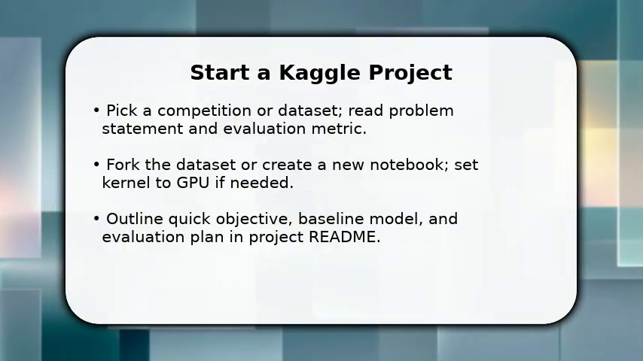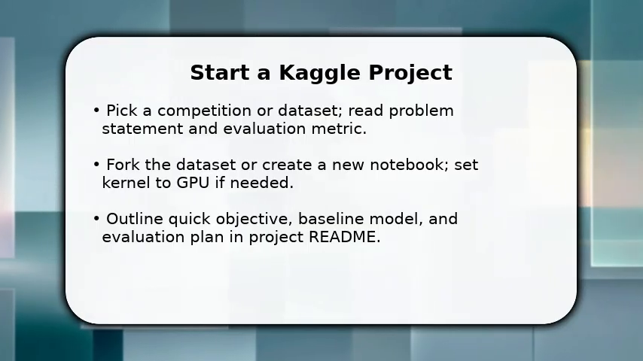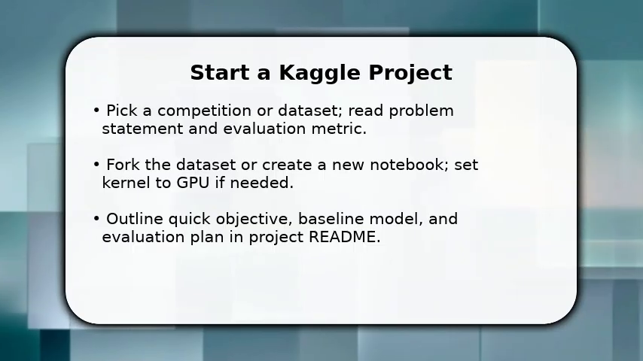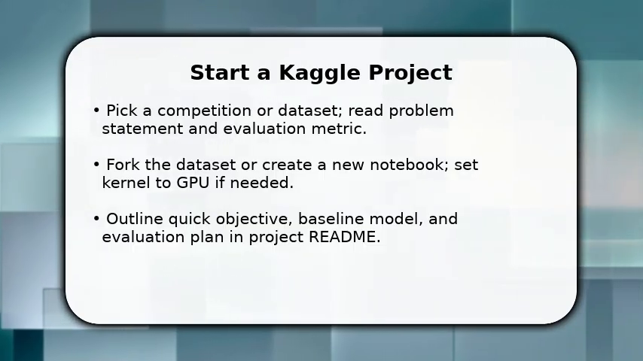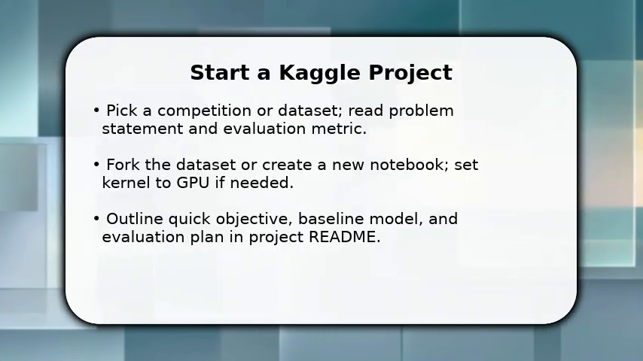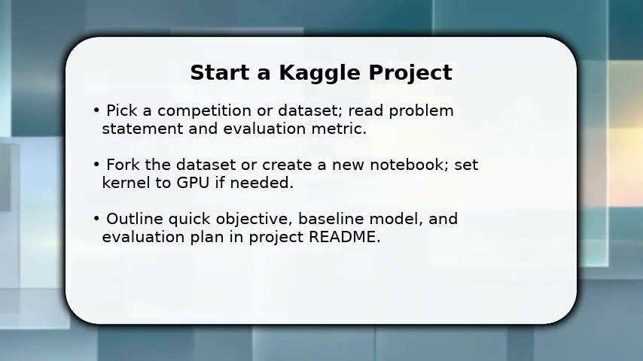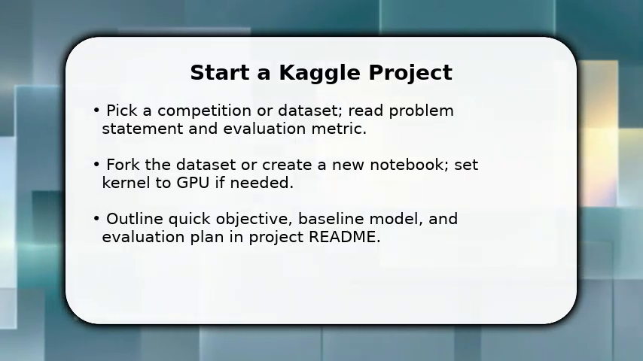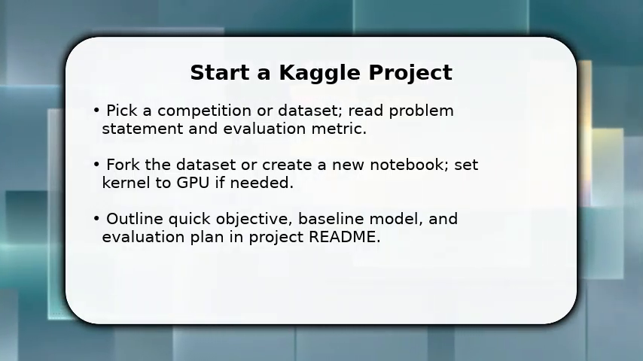You begin by choosing a clear target, competition or public dataset and its metric. Once chosen, fork the dataset or create a new notebook so you have a working copy. Next, set kernel resources, CPU or GPU, based on model needs, and create a README that states the objective, baseline model, and evaluation plan. This gives you a concrete starting point.